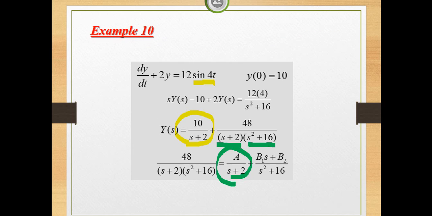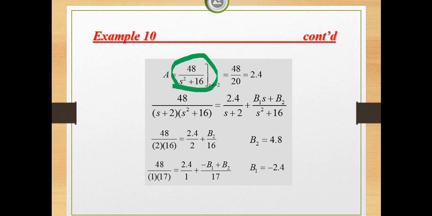because the first one is just linear. So this is our quadratic factor. This would be the resulting expression. So you have 40, the A would be 2.4, and your B1 and B2 will be negative 2.4 and 4.8 respectively. Now you have written B1 and B2 here.